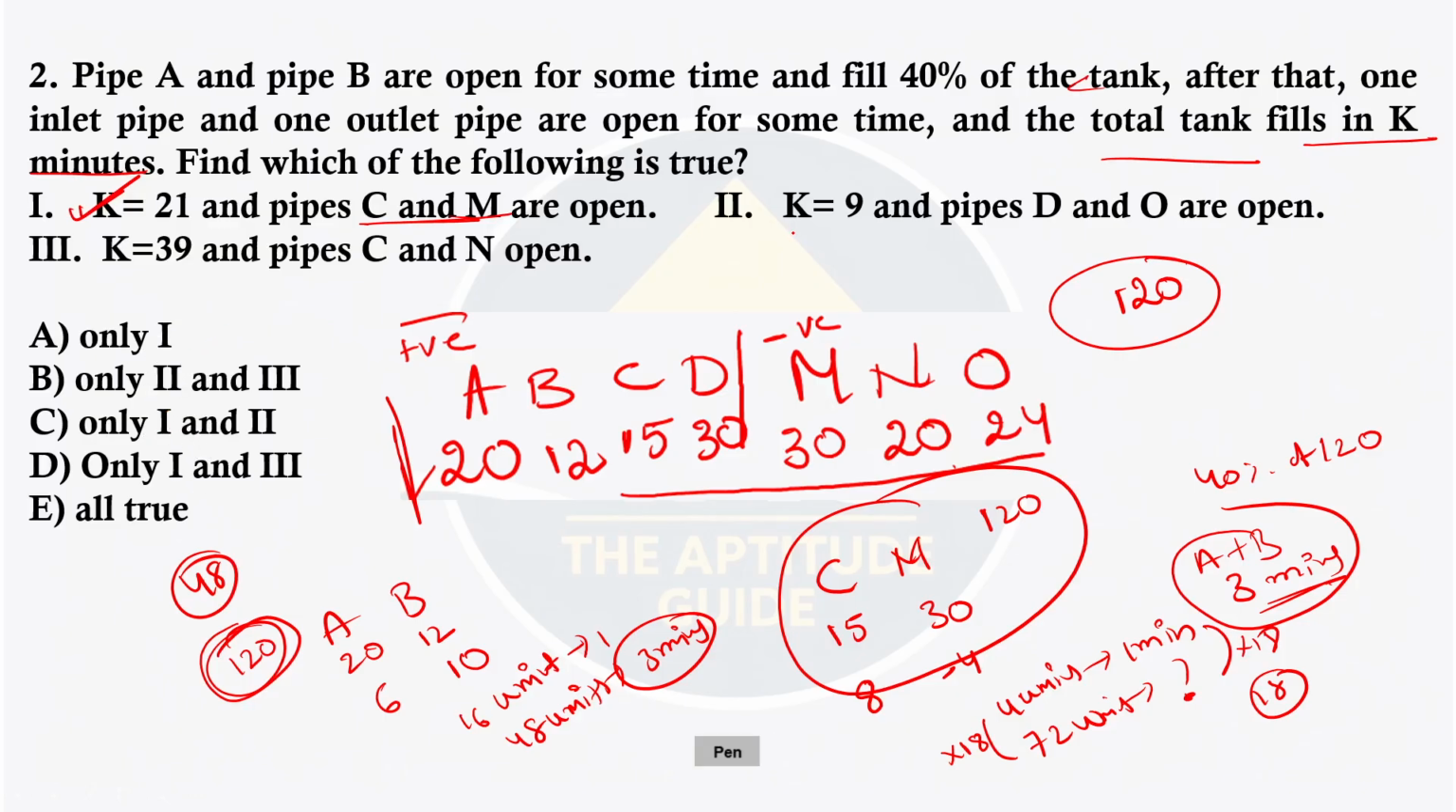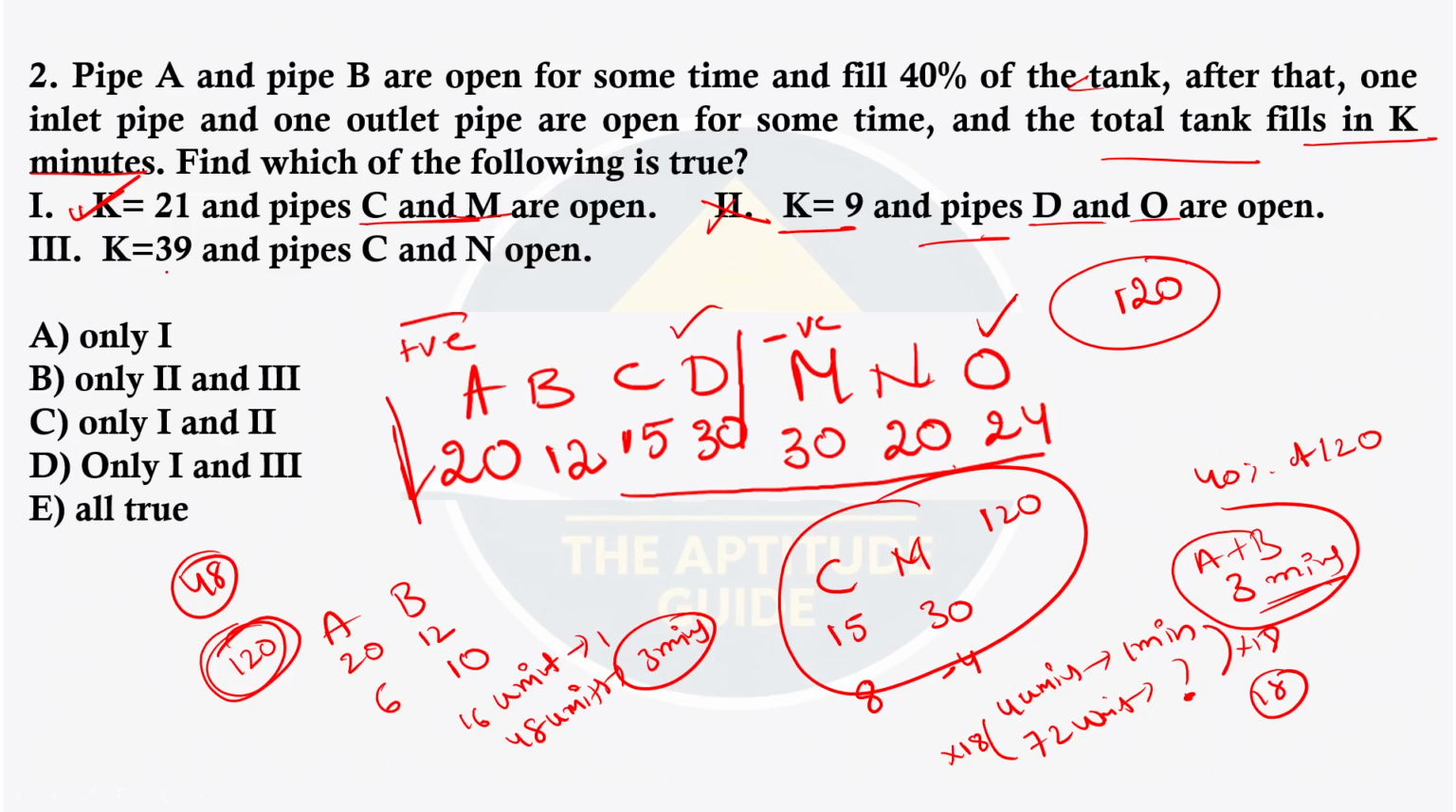Let us look at option 2, condition 2. K is 9 when D and O are open. D is 30 minutes, O is 24 minutes. So tank will never get filled if D and O are open. O can empty much faster than D. Tank will be emptied but not filled. So that's obvious. 2 should not be my answer. So my answer should be either 1 or 1 and 3.